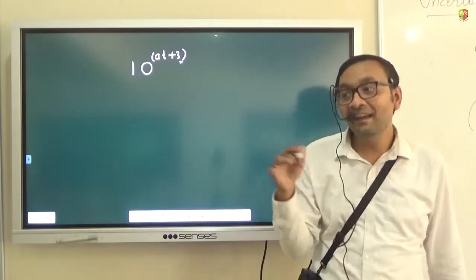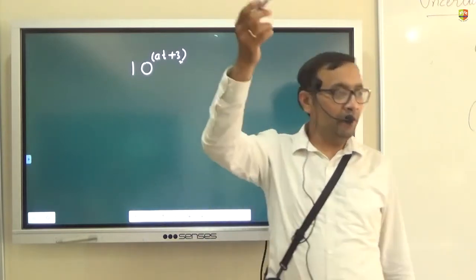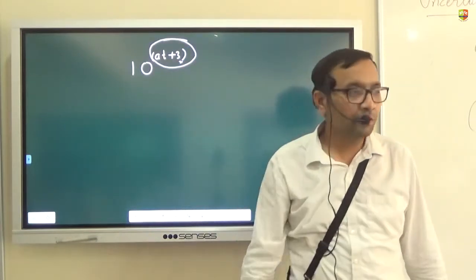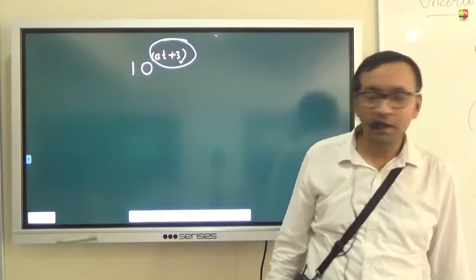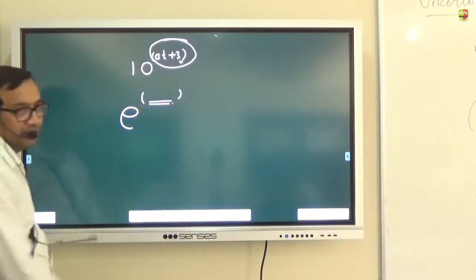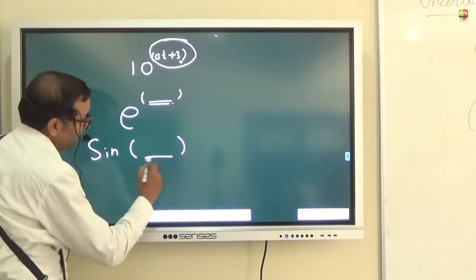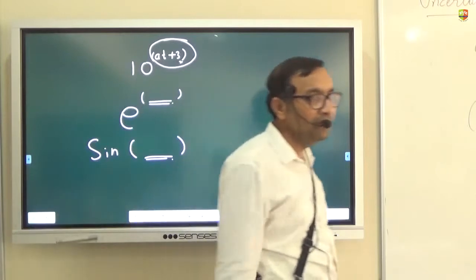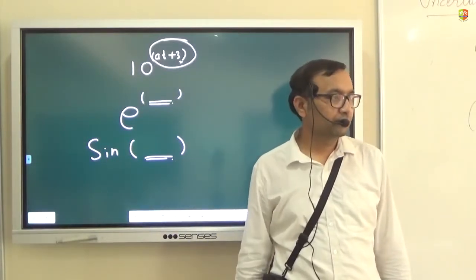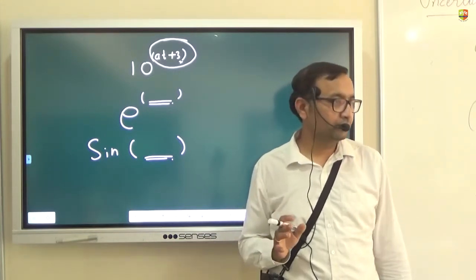Okay? And anyways, if you have a number to the power, it should always be dimensionless. So if you write e to the power something, this must be dimensionless. If you write sine of anything inside the bracket, this thing must be an angle, and angles are dimensionless. Getting it? So these basic things you should keep in your mind.